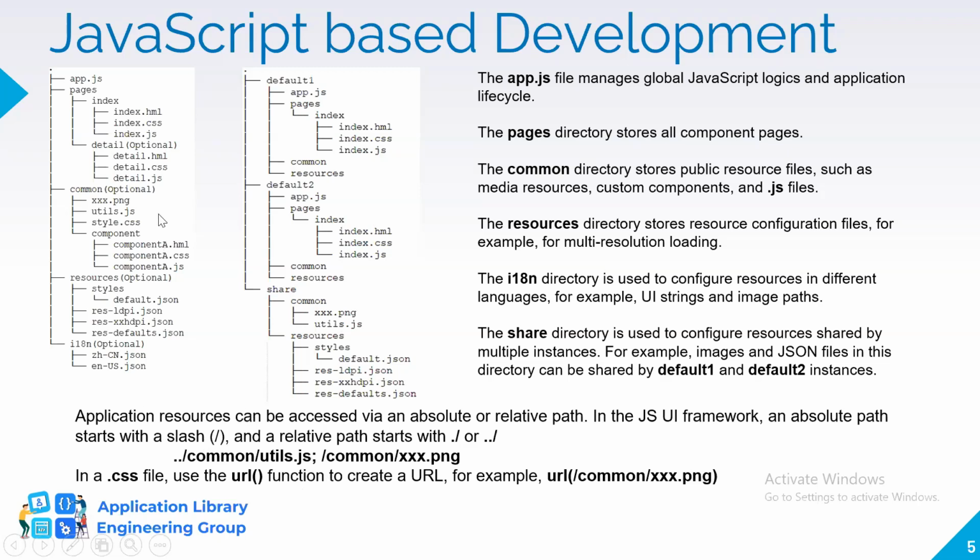So application resources can be accessed either via absolute path or via relative path. For example, if you are in index.js and you want to refer to detail.js, you can call it via relative path: go to dot, and then /detail/detail.js. In that way, you can access other components or resources from one file to another. So this part is clear, right?